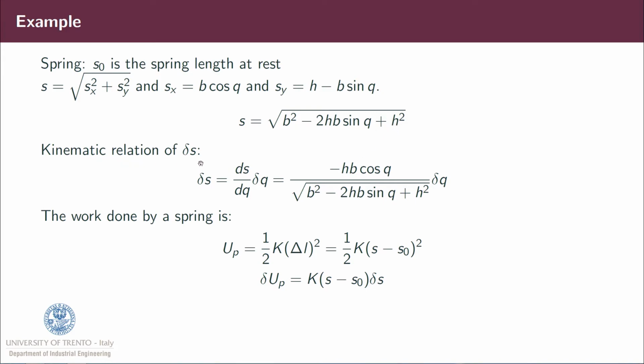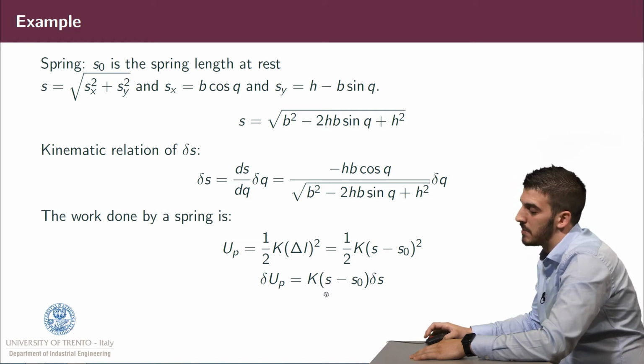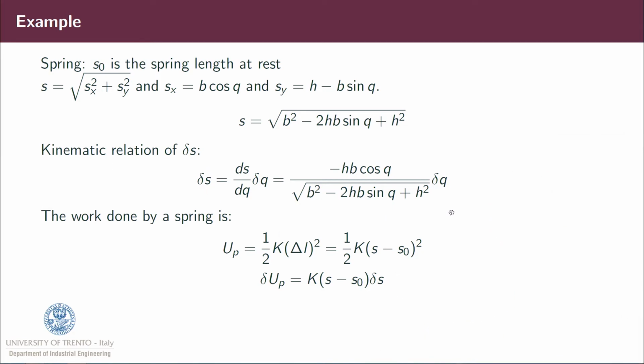We can also write down a kinematic relation for delta S, and write down that delta S is equal to dS over dQ times delta Q, which is equal to minus HB cosine of Q over the square root of B squared minus 2HB sine of Q plus H squared, times delta Q. And therefore the work done by the spring, U, is equal to 1/2 K times delta L squared, which is equal to 1/2 K (S minus S0) squared, and the infinitesimal work is delta U equal to K times (S minus S0) times delta S. And delta S we have already defined above.